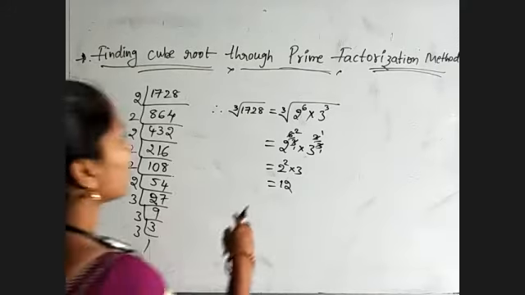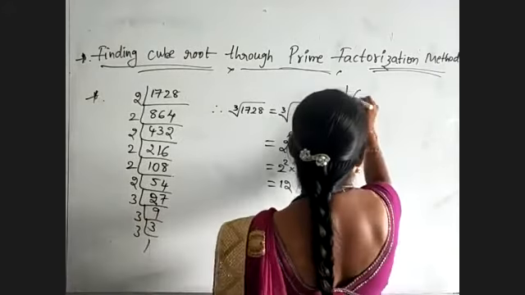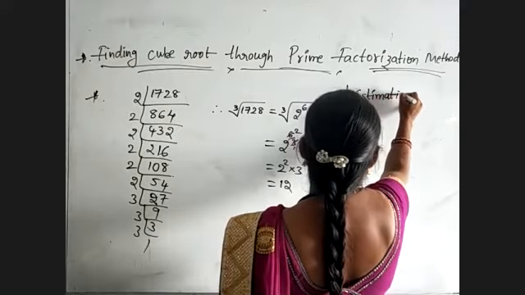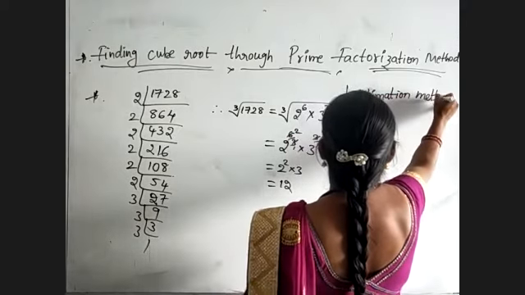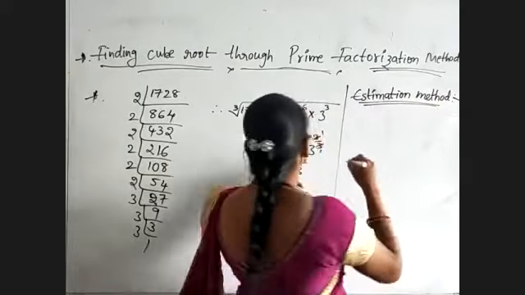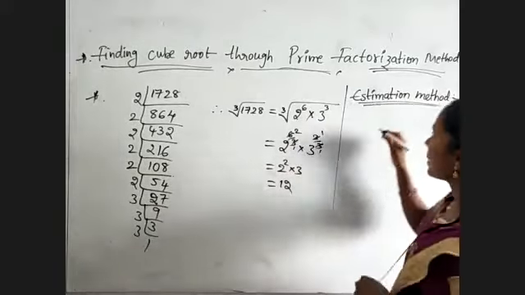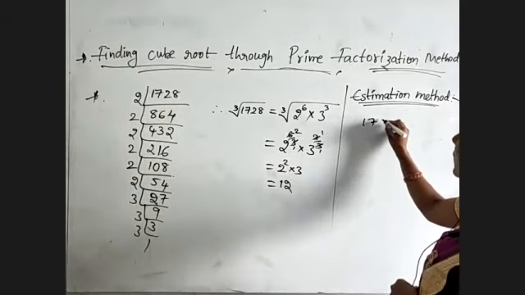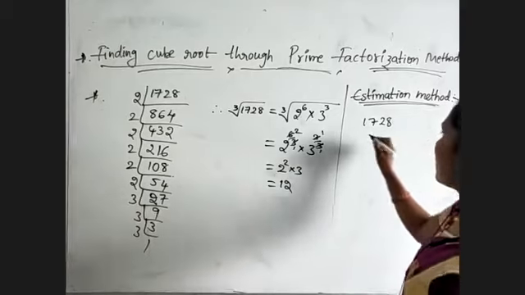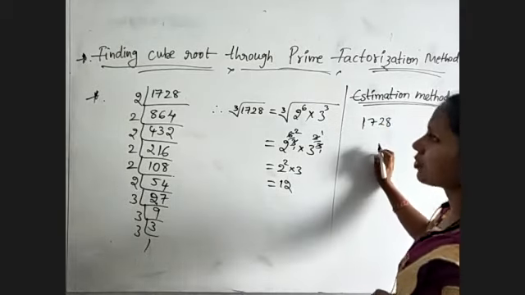And the same question by estimating, how can we find it? Estimation method. Estimation means we will take an approximation, yes or no? So observe the given number. 1728 is the given number. Now here we are going to find the cube root.